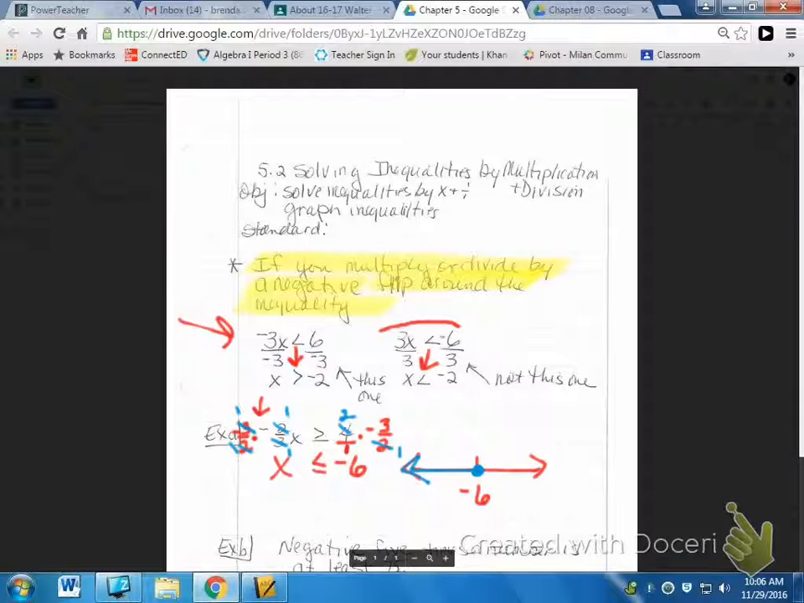Question, Ethan? Wouldn't it be easier if you just multiply the whole thing by negative 3, so you get 2x... But then you'd have to do another step. This way you're getting rid of both of them in one step. By multiplying by the reciprocal, you're getting rid of the whole fraction in one step.